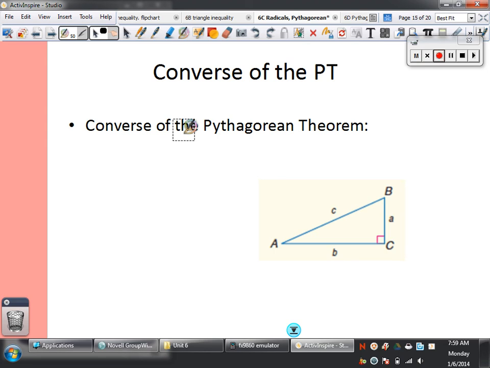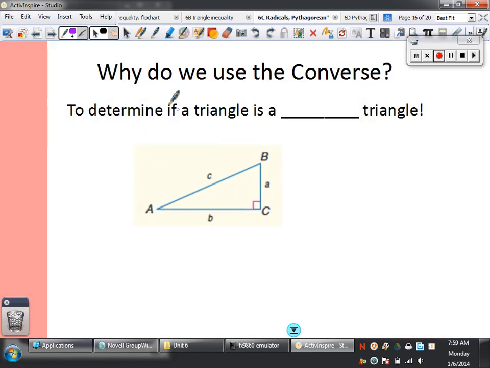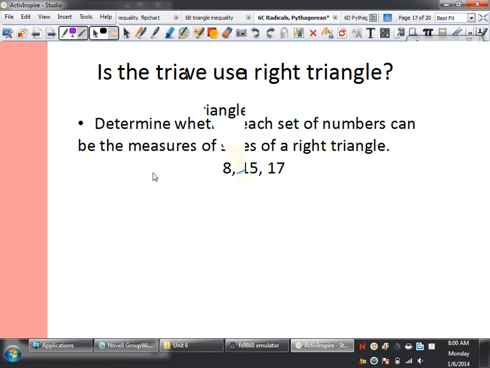So we've done inverse, converse, contrapositive. The Pythagorean theorem says that if you have a right triangle, then a squared plus b squared equals c squared. The converse now says that if a squared plus b squared equals c squared, you have a right triangle. So it's just the same thing in the reverse order. We use it to determine whether or not a triangle is a right triangle.